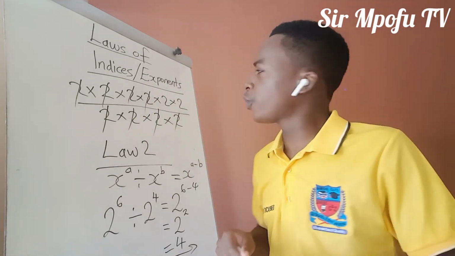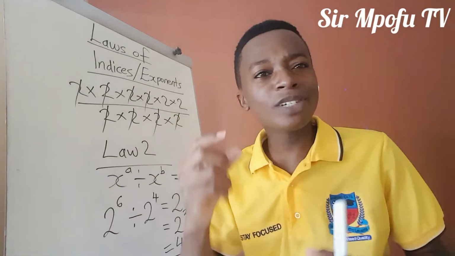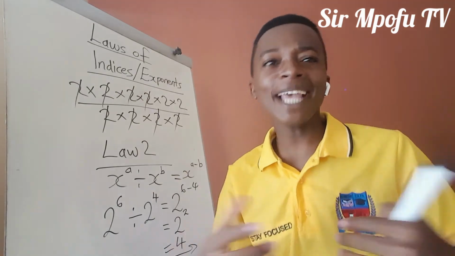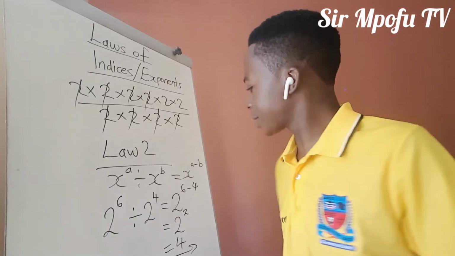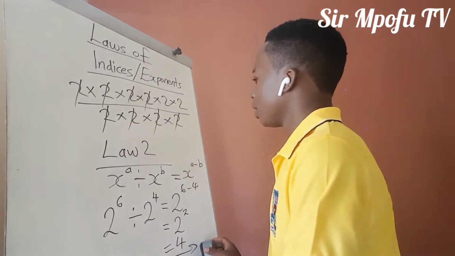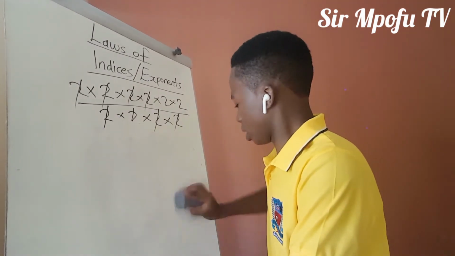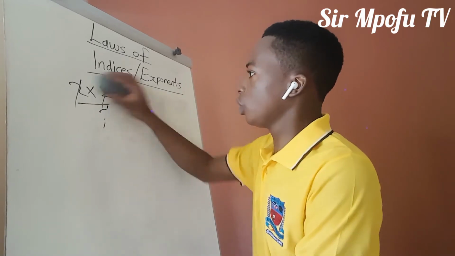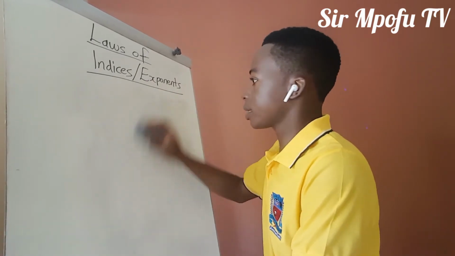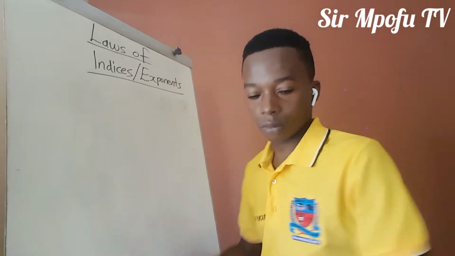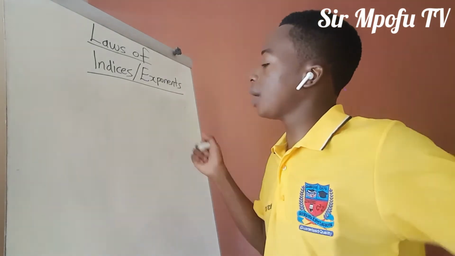So instead of doing all this, you just need to know laws of exponents. You see, maths is very easy. Right. Then I want to give you another example. Let's say you've got something like this.